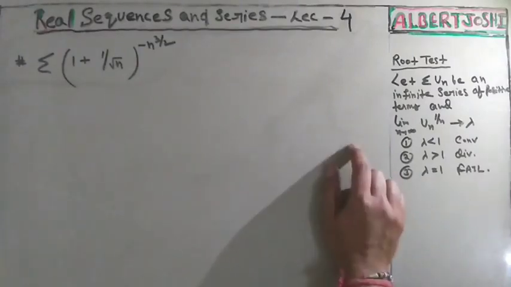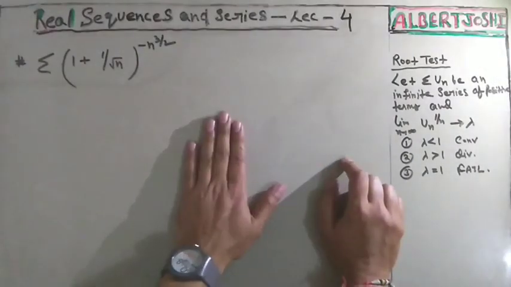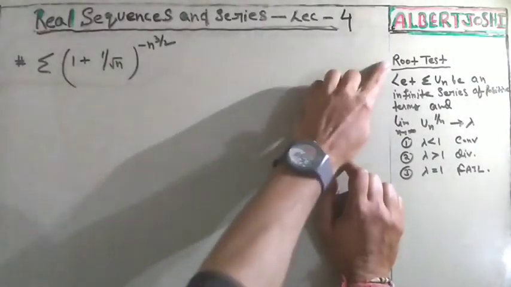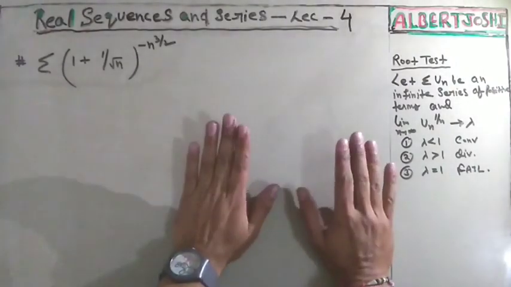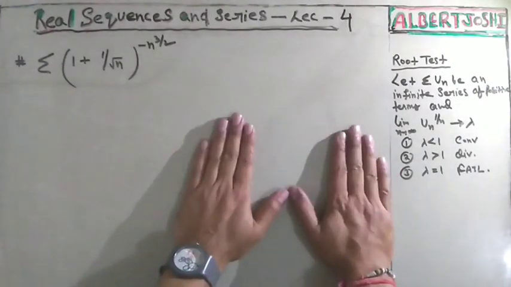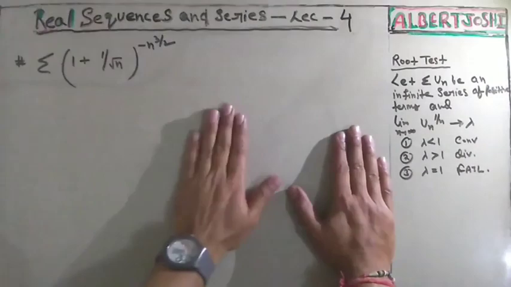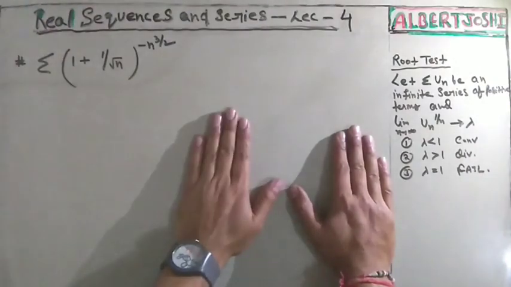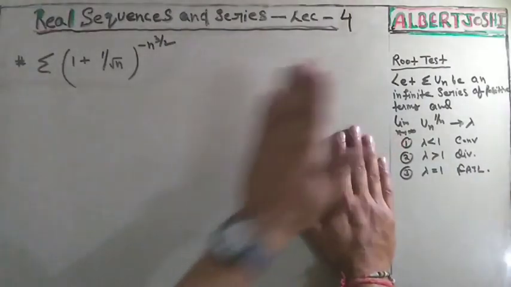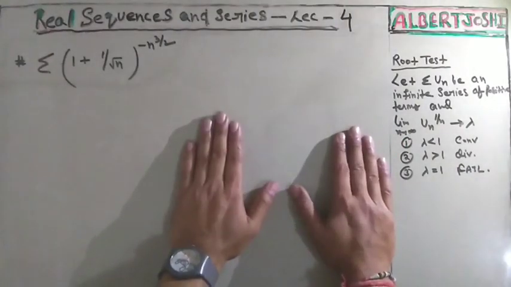The question is, whenever you have any question, how do you find which test to use? There are more than 12 tests. I am using only 3 or 4 tests, 5 or 6 tests, okay? But how do you know which test you will use?